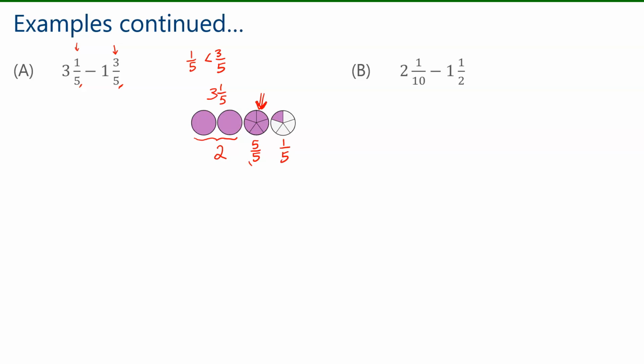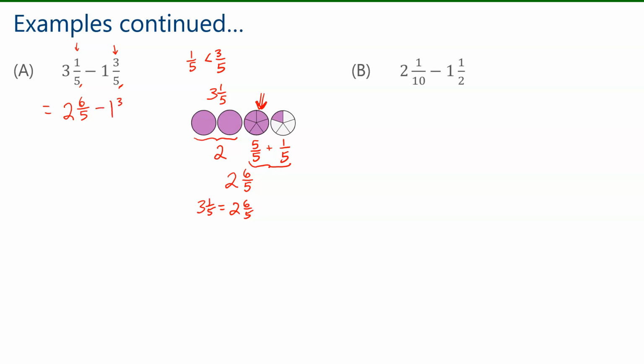And what I do then is take these two fractions, the 5/5 and 1/5, and I combine them. So I still have 2 wholes, and 5/5 plus 1/5 gives me 6/5. So what I've created is a new number that has 2 wholes and an improper fraction of 6/5. And that's how I rewrite the 3 1/5. So 3 1/5 does indeed equal 2 6/5. So I continue on with my question now.